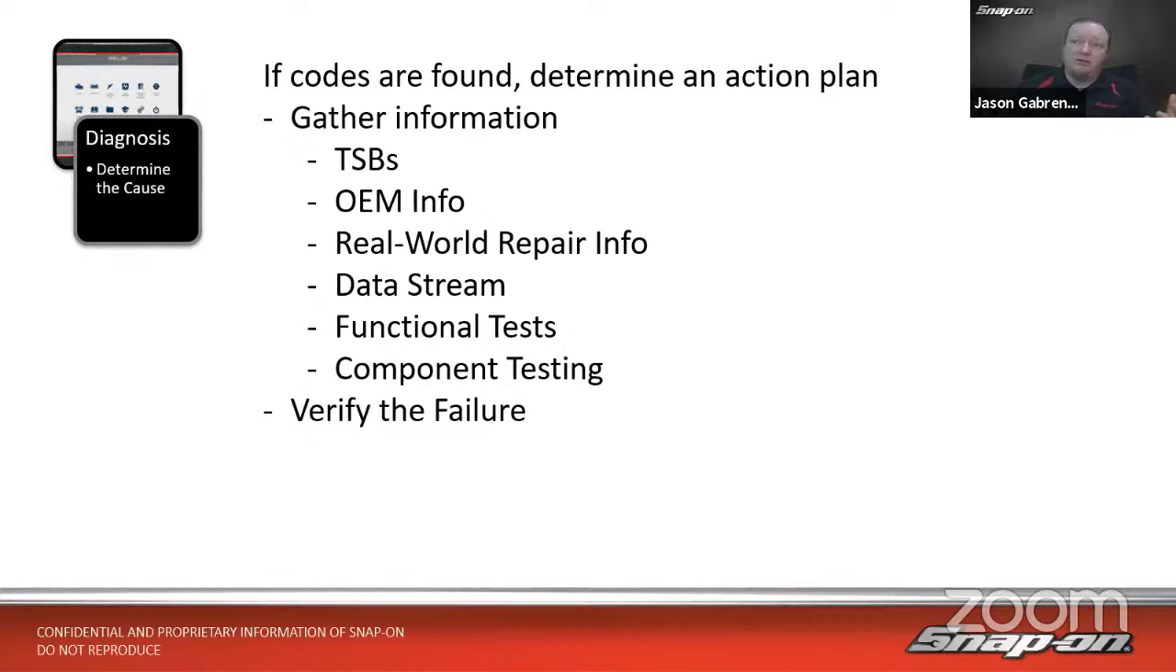Then we probably need real-world info. If the TSB doesn't do it for us right away, we can go look at our OEM info. I need to know torque specs. I need to know disassembly procedures. I need to know flow charts. I need to find wiring diagrams. I need a component locator. All that information needs to be gathered.